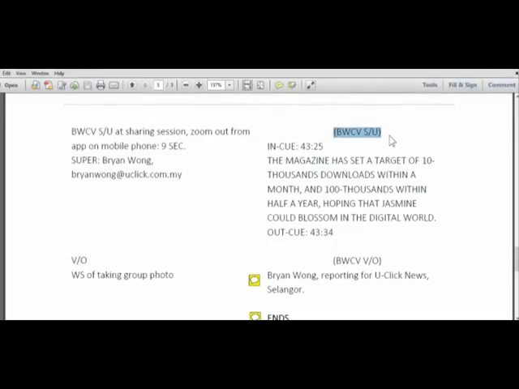While on the right hand side, it's the same way that you write for soundbite, just that you write bracket your initials, space, S/U on top of your full transcript.